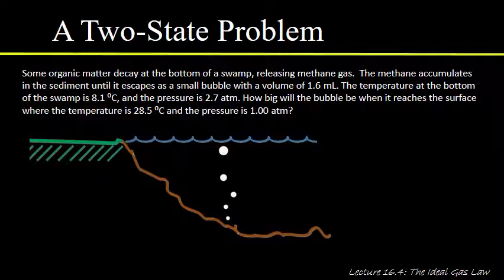There's some organic matter at the bottom of a swamp which decays, releasing methane gas. The methane accumulates in the sediment until it escapes as a small bubble with a volume of 1.6 milliliters. The temperature at the bottom of the swamp is 8.1 degrees Celsius, and the pressure is 2.7 atmospheres. Pressure is always higher at depth underwater. How big will the bubble be when it reaches the surface, where the temperature is 28.5 degrees Celsius and the pressure is 1 atmosphere? All right, so we've got two different states, right?